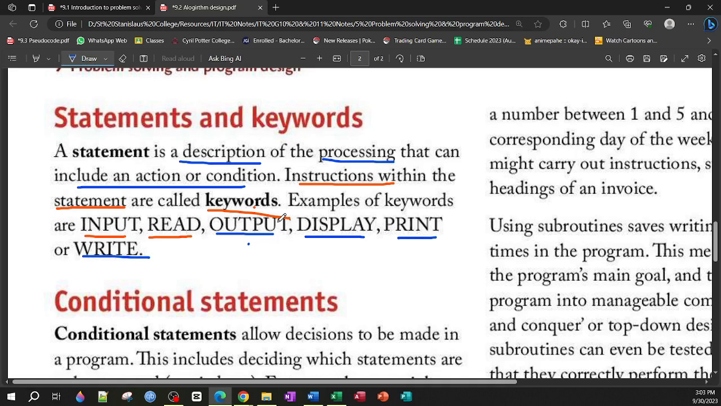Are we following? Yes, sir. Yes, sir. Amlina, Nathan? Yes, sir. Yes, sir.